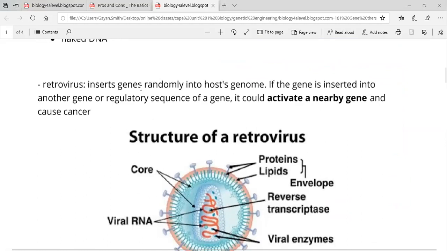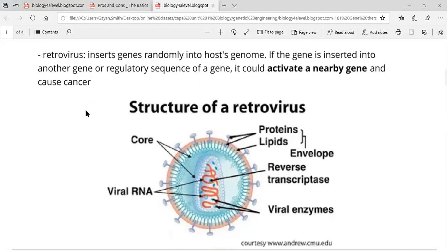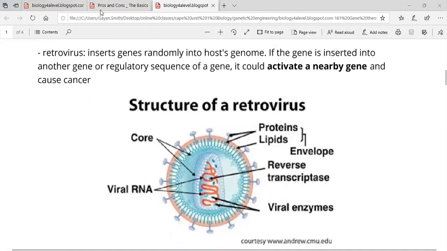Retroviruses insert their genes randomly into the host genome. If the gene is inserted into another gene, or into a regulatory sequence of a gene, it could activate a nearby gene and cause cancer. So this is one of the challenges that they discovered when they were actually doing gene therapy.